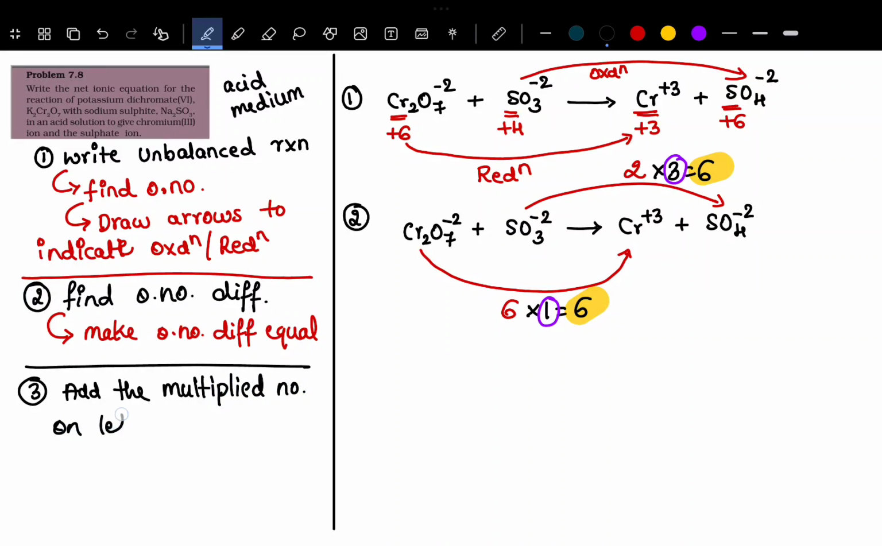on left side of arrow. So this is our third step.